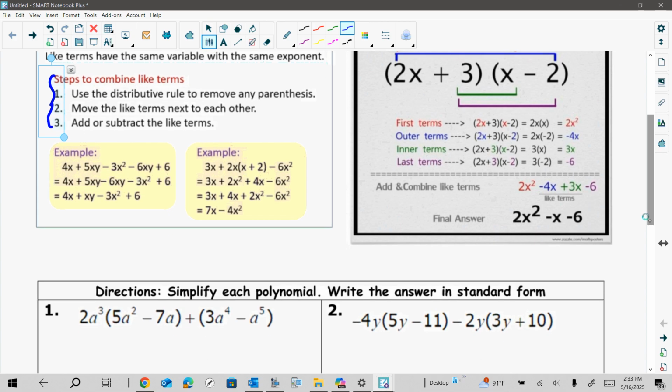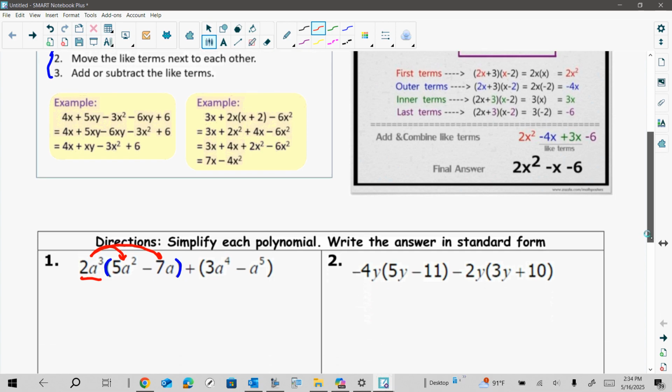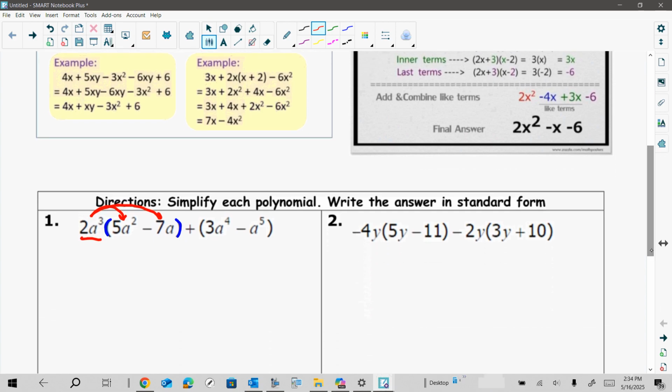in this first one, number one, we have some distributing that we need to do because we need to remove the parentheses. We distribute anytime we have a coefficient in front of our parentheses. So we're going to distribute this 2a cubed to each term. We're multiplying the 2a cubed to the 5a squared and to the minus 7a. You do kind of have to remember your exponent rules when you're doing this.